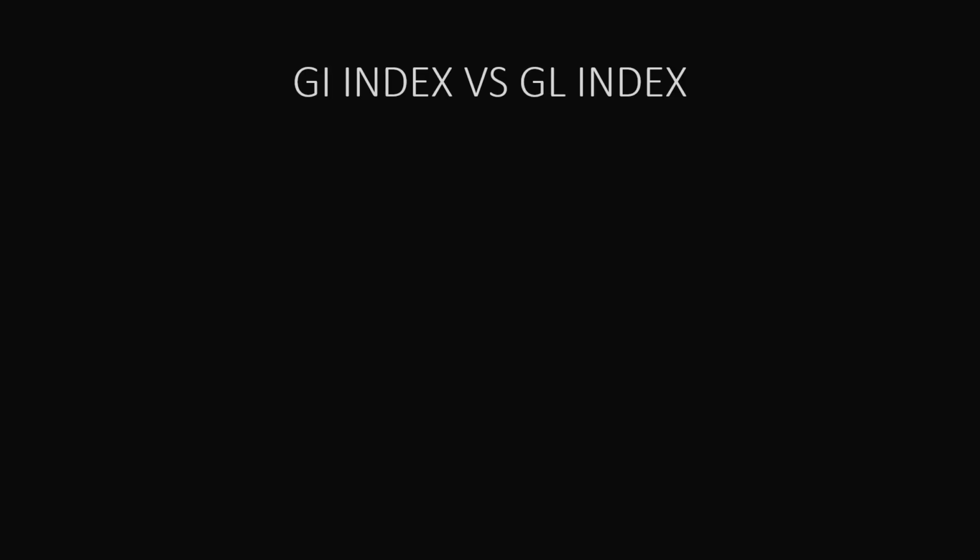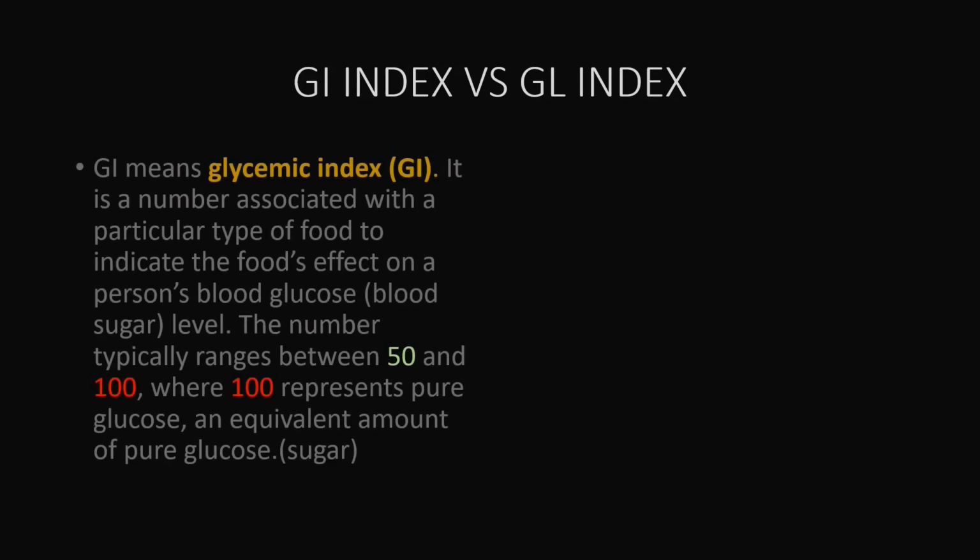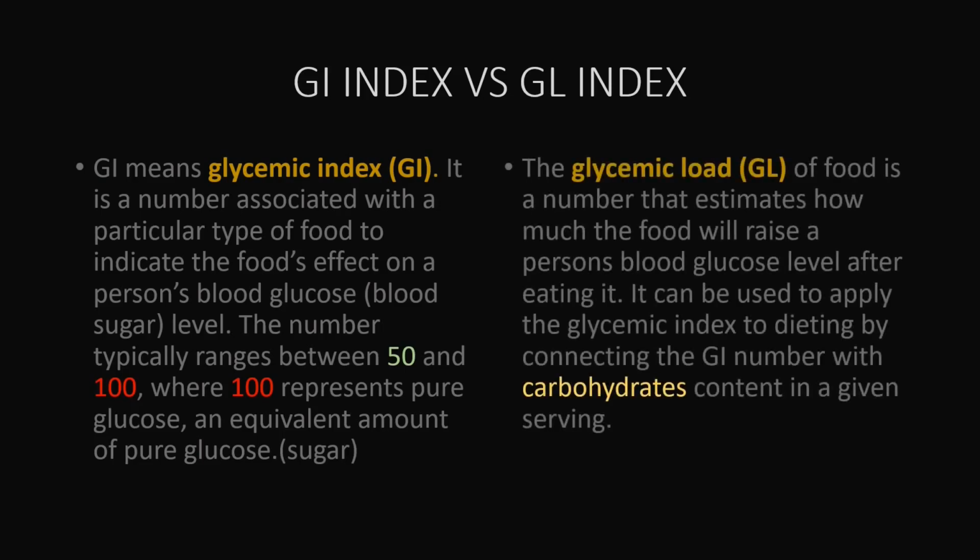So for us to understand this video, we have to look at GI index versus GL index. What they mean, what they are. GI means glycemic index. It is a number associated with a particular type of food to indicate the food's effect on the person's blood glucose, blood sugar level. The number typically ranges between 50 and 100, where 100 represents an equivalent amount of pure glucose or sugar.